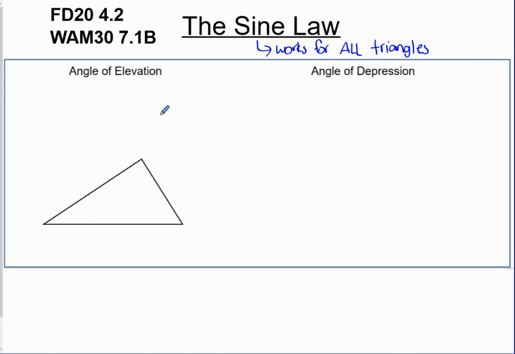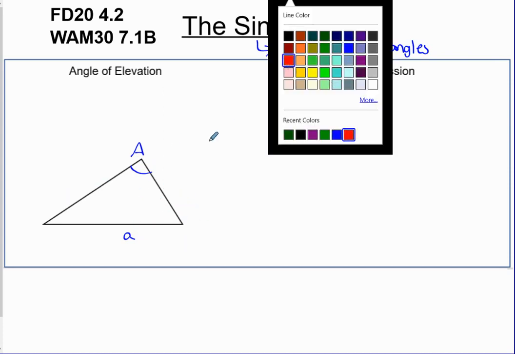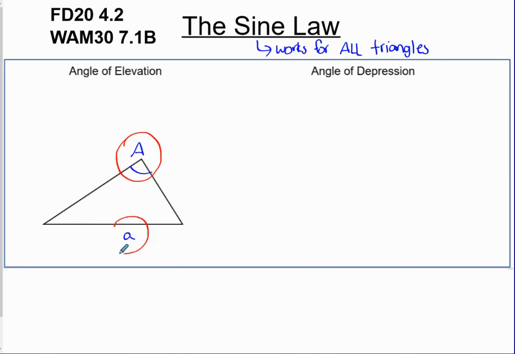Now, how you can tell if you can use the sine law is if you have an angle, let's say here's our angle A. If you have an angle and you know its opposite side and you're finding anything else on your triangle, you can use the sine law. So as long as you have an angle and its opposite side, you are good to go.